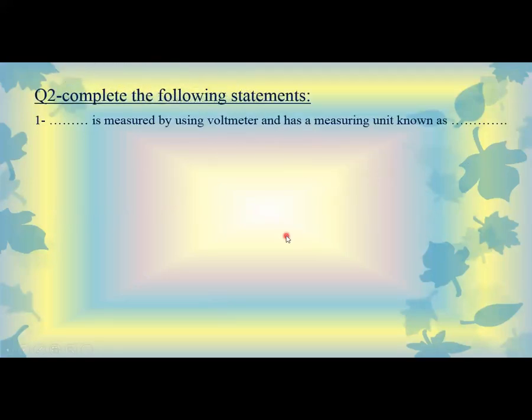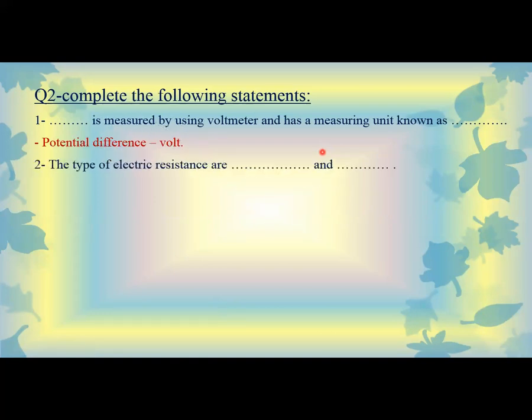Complete the following. Dot is measured by using voltmeter and has measuring unit known as، هنا البوتنشال ديفرنس. لو حد كتب electromotive force ما عندناش مشكلة، as volt. The type of electric resistance are عندنا two types لما تبقى inside the conductor وهتبقى كده fixed or via the rheostat وبالتالي هتبقى variable.